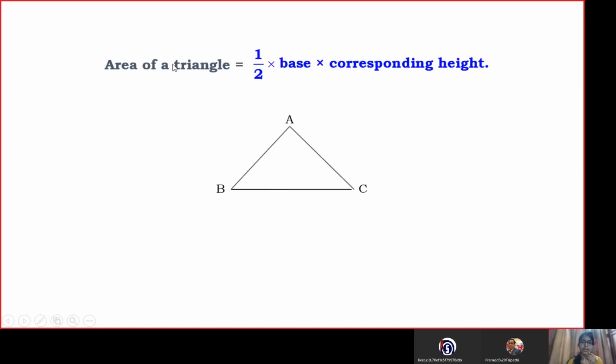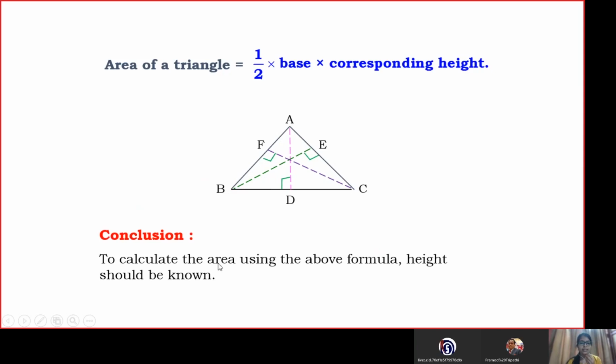Area of a triangle usually is calculated by the formula half into base into height. We have three bases. If we take the base as BC, the height can be drawn from the opposite vertex A. If the base is AC, the height will be drawn from B. And if the base is AB, the height will be drawn from vertex C. To calculate the area using half base height, we should be given a height. But what if the height of a triangle is not given to us?